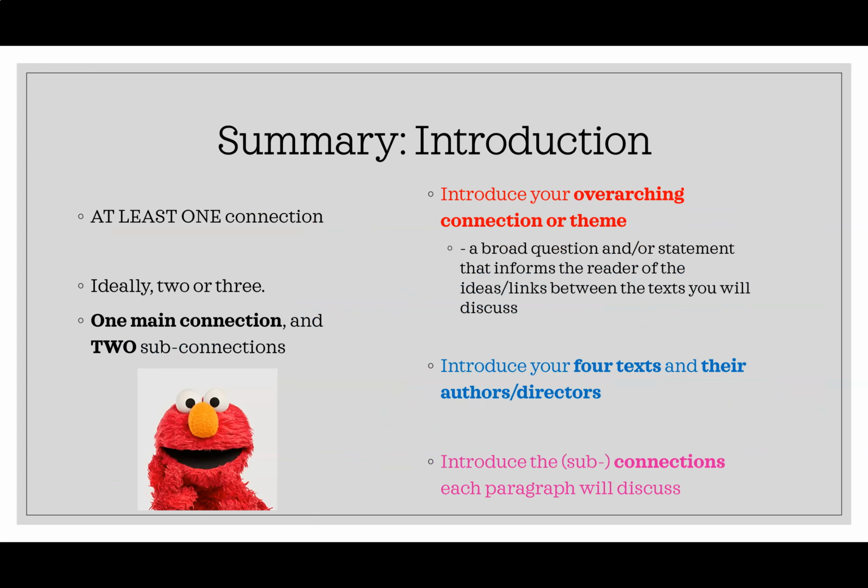So, brief summary. You need at least one overall connection. Ideally you have 2 or 3, so one main connection and 2 sub-connections. And then as you're putting your introduction together, you start off with the overarching connection or the theme. And then as the second step, you introduce your 4 texts and your authors and directors. And then the last bit of the introduction will be the introduction of the sub-connections. Each one of the paragraphs will discuss, and you will link the texts that fall under each sub-connection. So you'll make that explicit, and then you're good to go.